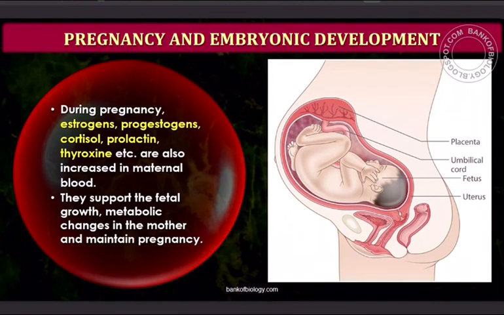During pregnancy, estrogens, progesterones, cortisol, prolactin, and thyroxine are also increased in the maternal blood, the mother's blood. They support fetal growth, metabolic changes in the mother, and maintain pregnancy. This is how pregnancy takes place.